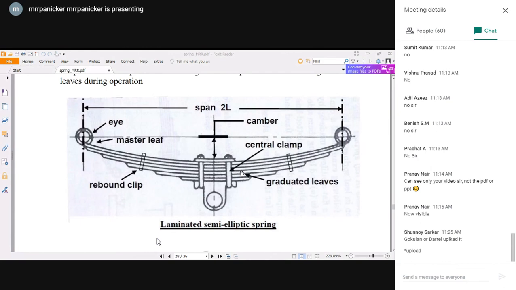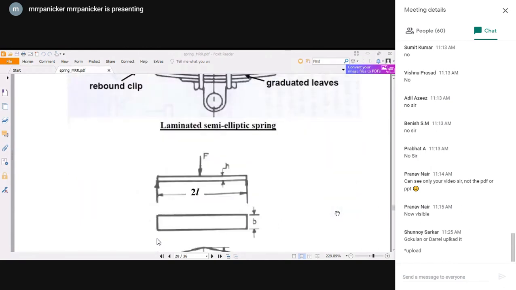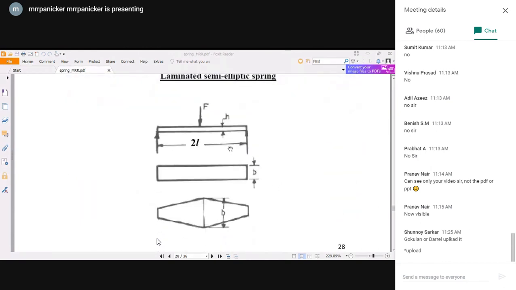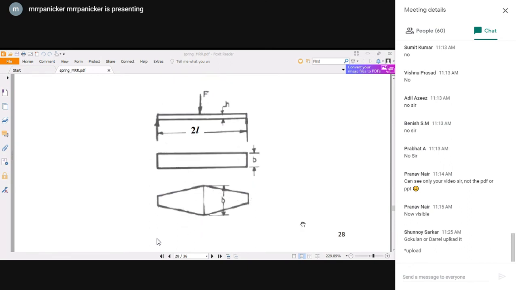And this is the triangular plate that is being cut into strips. This is the diagram with F central and 2L. You have to keep in mind this diagram always. h is thickness and b is the width. This is of uniform width and this is of variable. So this triangular plate is being cut and assembled.